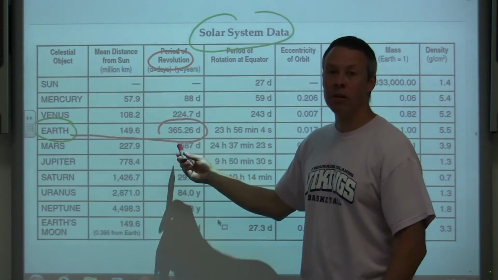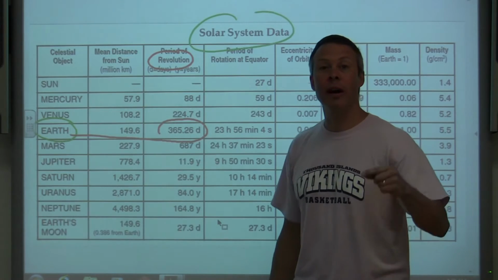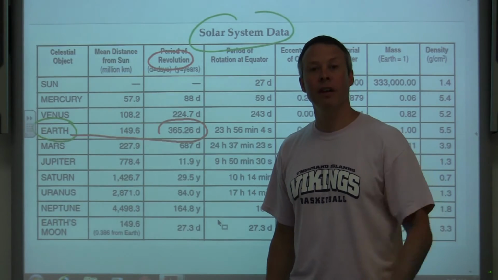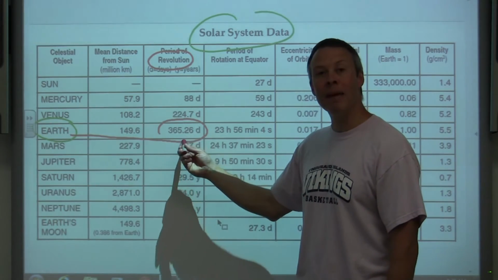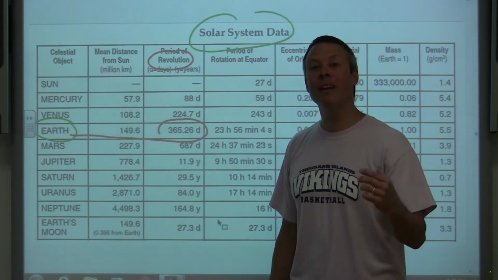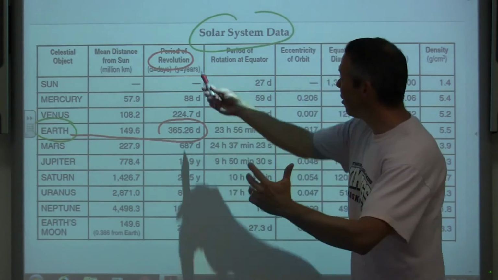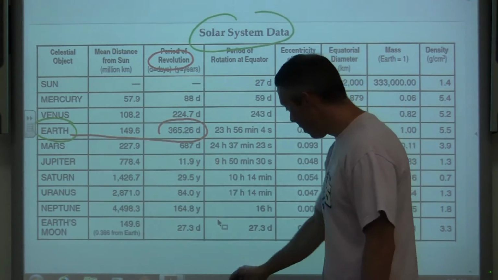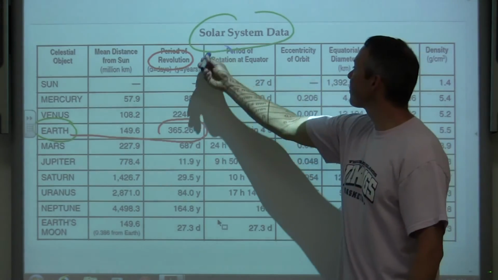And it's a decimal, right, which is about a quarter, which is why we have leap years. Every 4 years we have to add in 1 more day to make up for that decimal. So the whole idea for time in our calendar, a year, is because of how long it takes the Earth to go around the Sun.